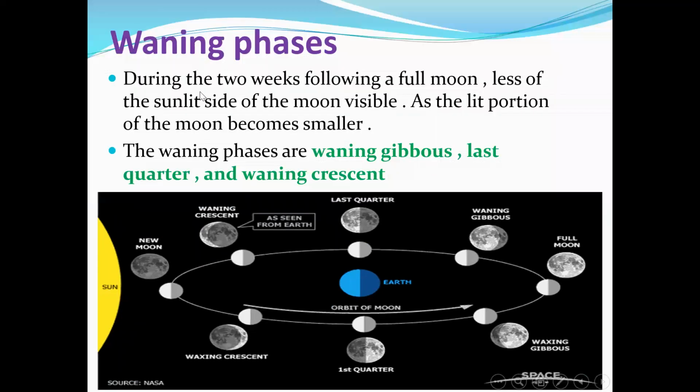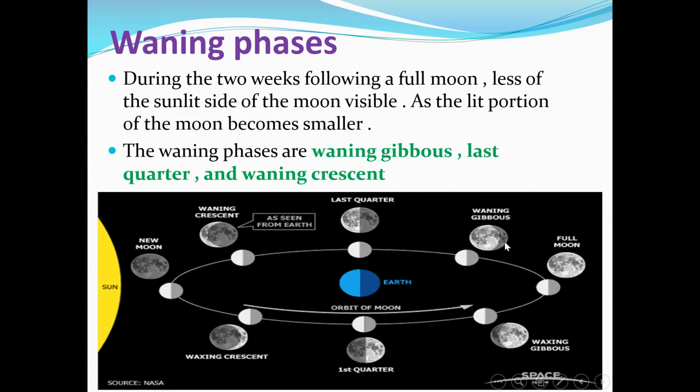Waning phases during the 2 weeks following the full moon. The total cycle is about 27.3 days, almost 4 weeks, so after the full moon comes another 2 weeks. During the 2 weeks following a full moon, less of the sunlight side of the moon is visible, so the lit portion of the moon becomes smaller.